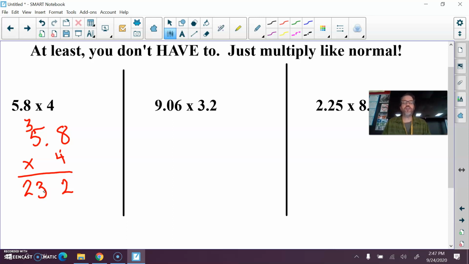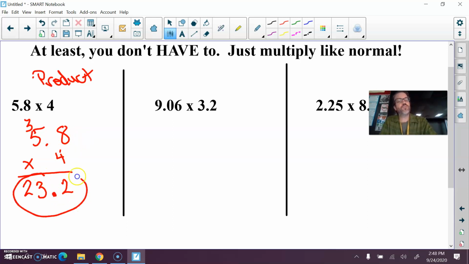So now I need to figure out where the decimal point goes. And to do that, look at the original problem. We have only one digit here that's in the decimals. Another way of saying that is the decimal point here is in one space. Okay, so I'm going to come down here to the product line. That's the answer to a multiplication problem, is called the product. And I have to move the decimal point in one space. So I'll move in one space here. And I get 23.2 for my answer.